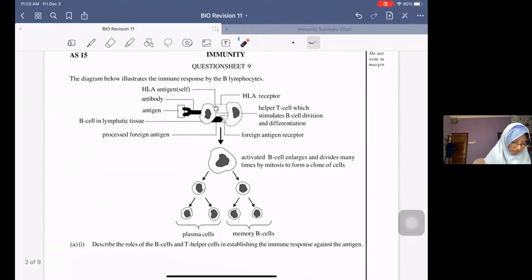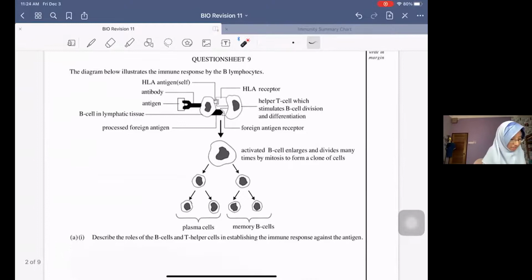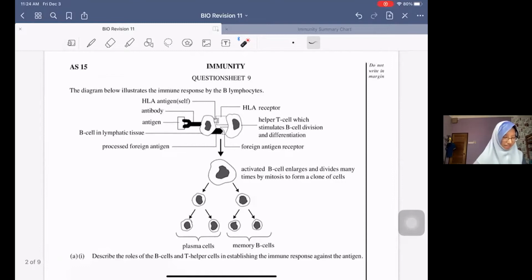Then after that, there is a helper T cell over here. What you can see they're doing is exchanging information. Why? Because here there is an HLA antigen, which is a self-antigen, and this T lymphocyte has a receptor for that self-antigen. So you can see that they're binding to each other, which means they're communicating. Why are they communicating? Because you can see that this B cell has brought a processed foreign antigen. When it brings this foreign antigen, of course, it has to give it to the T lymphocytes, because they have to do something about it. So this T lymphocyte also has a foreign antigen receptor for this.